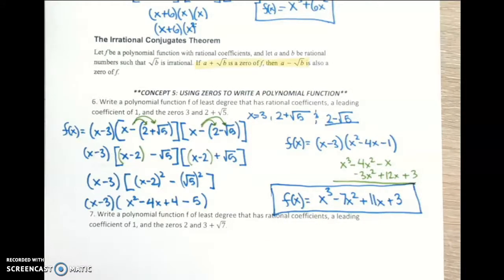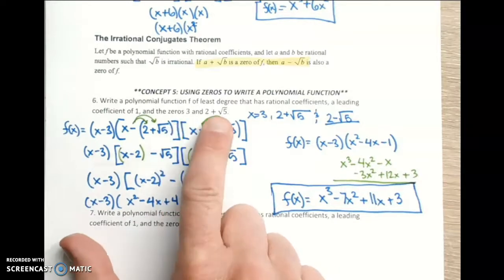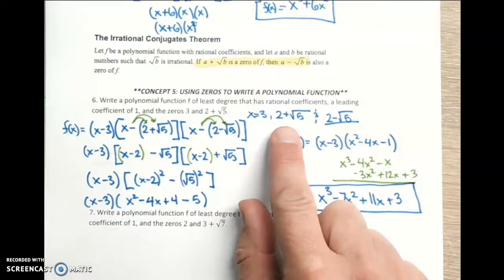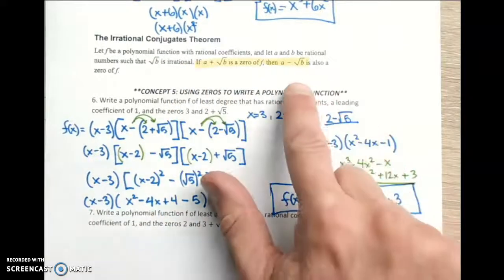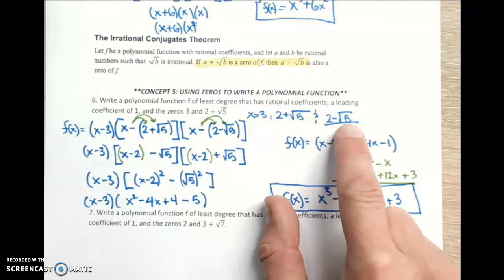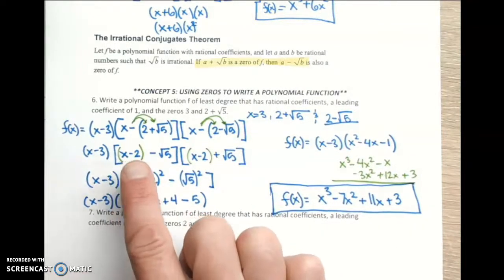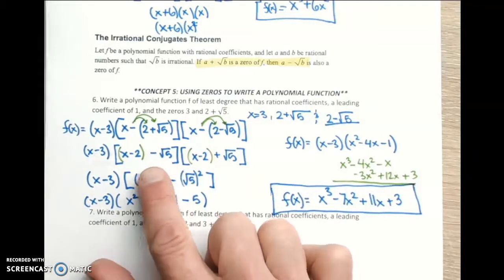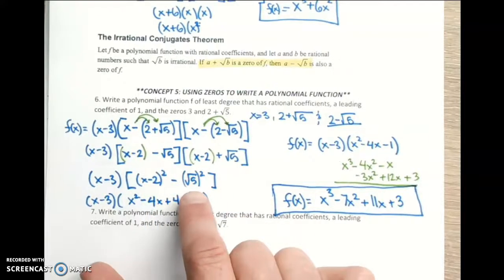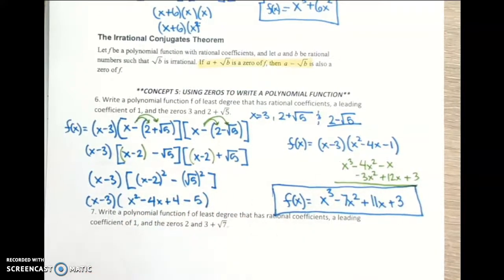Okay, so there's a lot going on there. I totally know. So let's just talk about that real quick. You're given the zeros 3 and 2 plus root 5. Because of this irrational conjugate theorem, you must add the a minus square root of b. So it's 2 minus root 5. You want to put it in factor form, and then you're going to multiply it out. Now when we multiply it out, it's easier if we change it to this difference of two squares and then multiply it out from there.